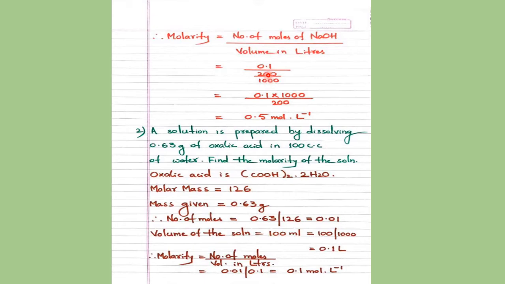So molarity equals number of moles by volume in liters. After simplification, the answer is molarity of NaOH equal to 0.5 mole per liter. This we get after dissolving 4 gram of NaOH.